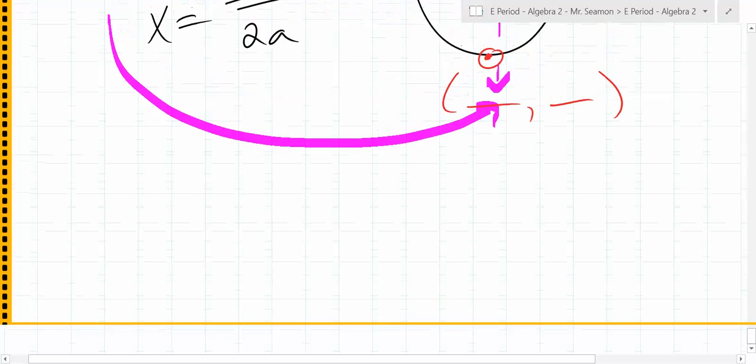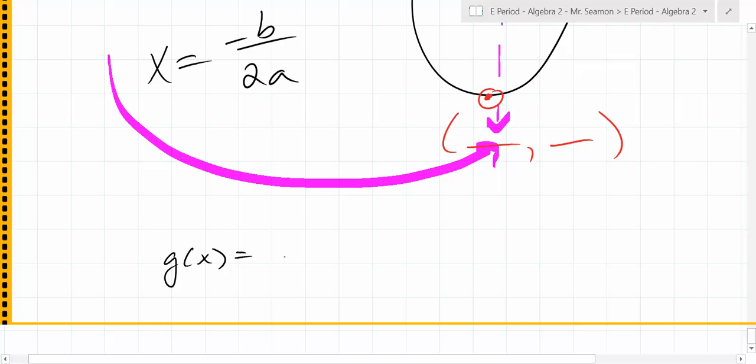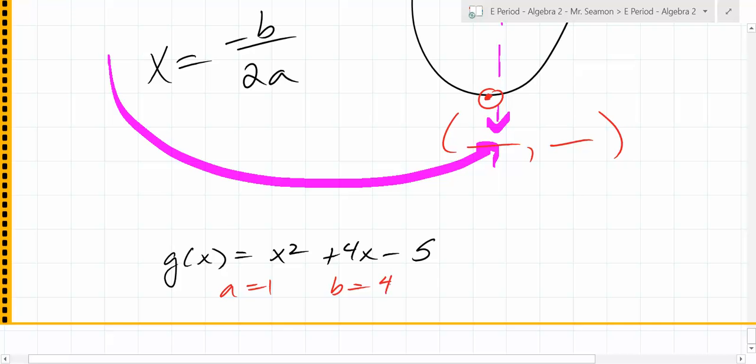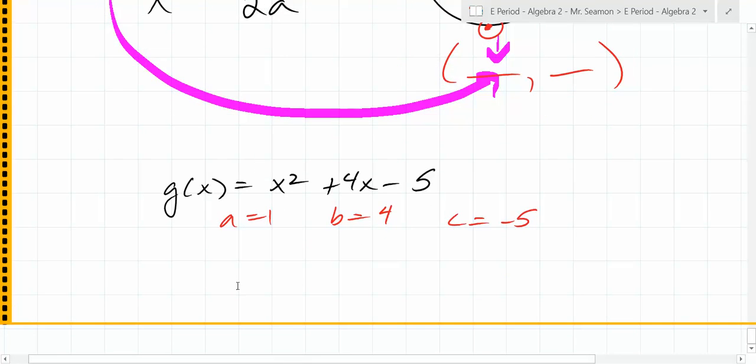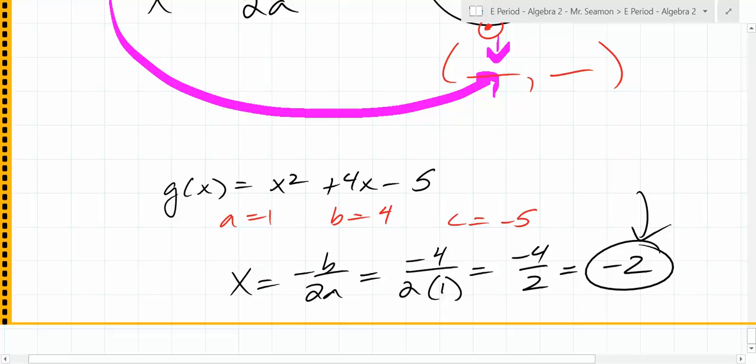So for example, I'll leave that right there. Let's say I gave you g of x is equal to x squared plus 4x minus 5. What's the a value? 1. What's the b value? 4. We don't need the c value, but could we write it down? Sure. So the x value of the vertex is negative b over 2a. So that's going to be negative 4 over 2 times 1. So that's negative 4 over 2. What is that? That is the x coordinate of the vertex.